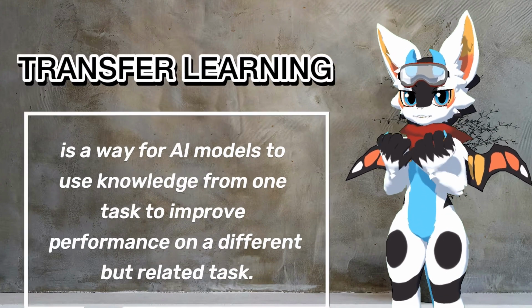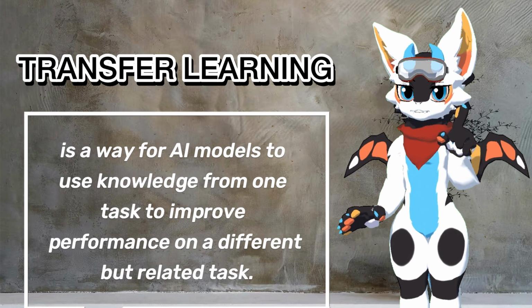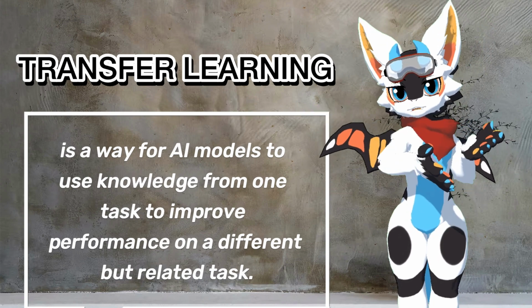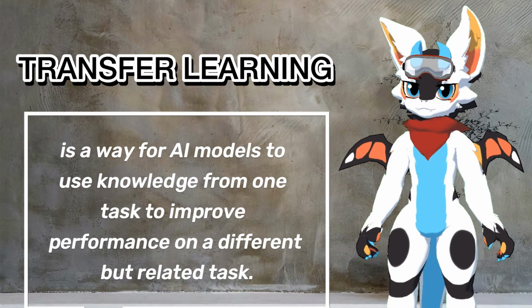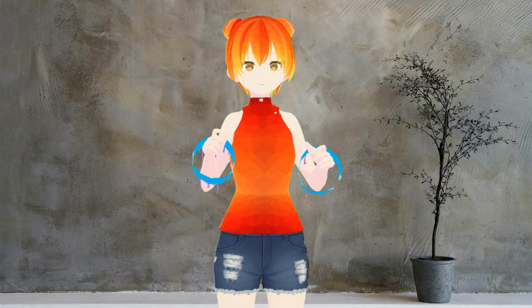Hey Leena, yes I have. Transfer learning is a way for AI models to use knowledge from one task to improve performance on a different but related task. That's interesting. Can you give me an example?